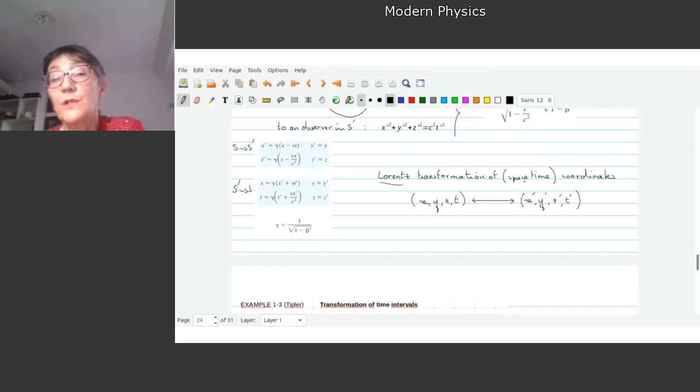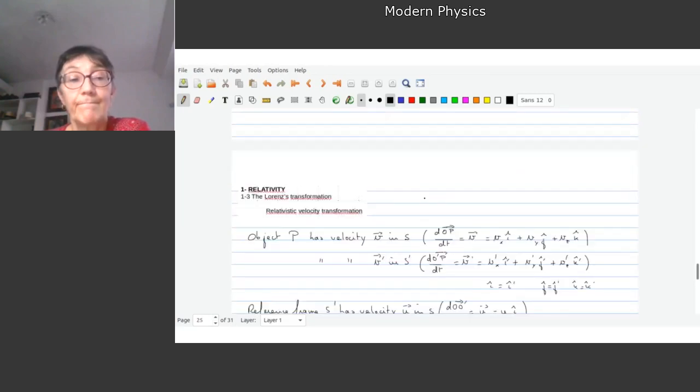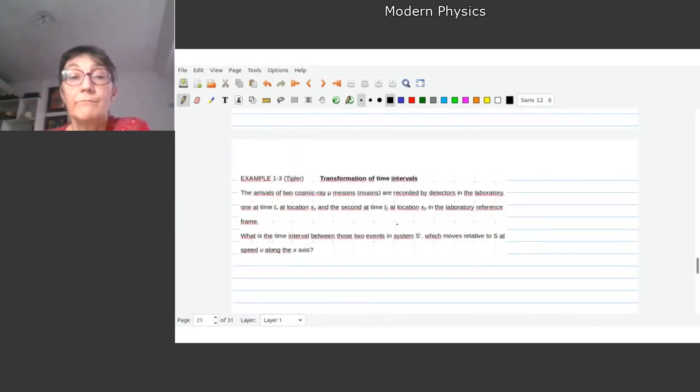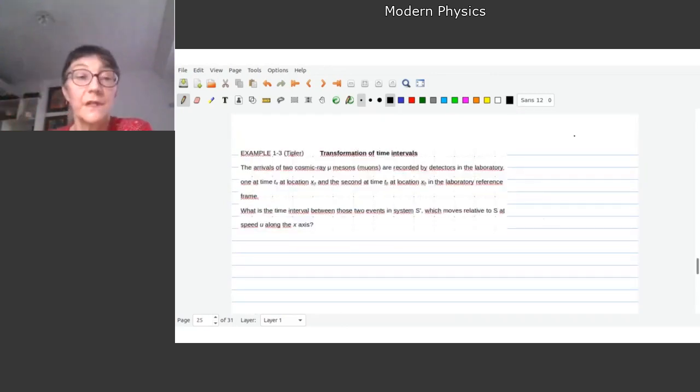So this is the Lorentz transformation of space-time coordinates. You pass from this one to this one. I will do it later, okay? So this is an example.